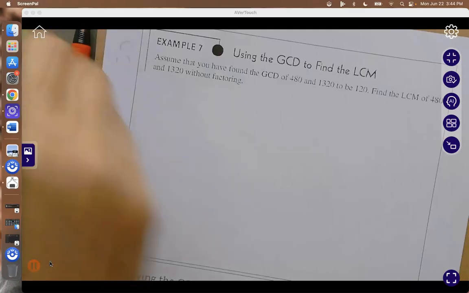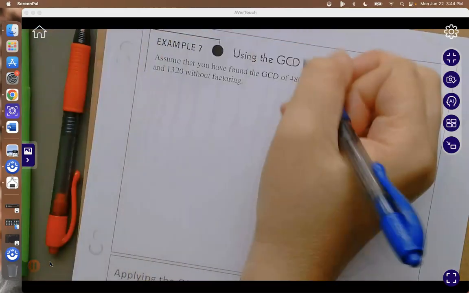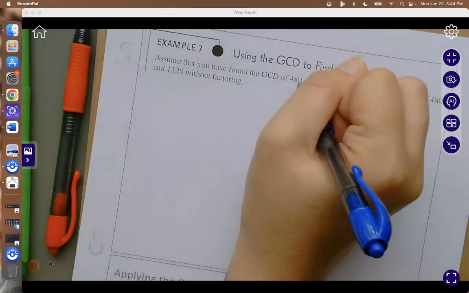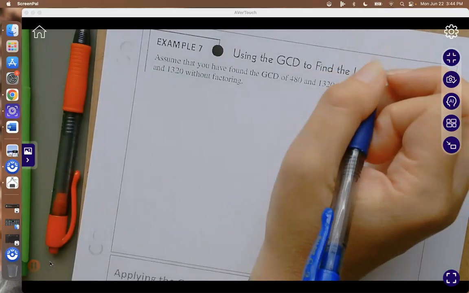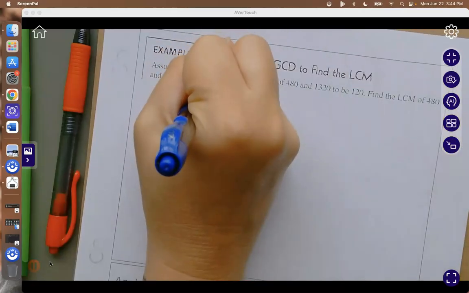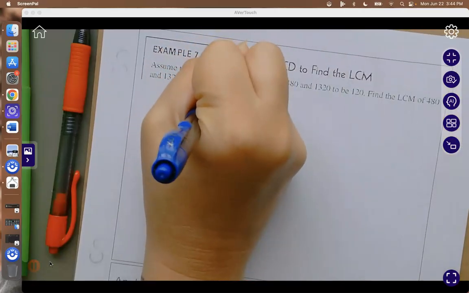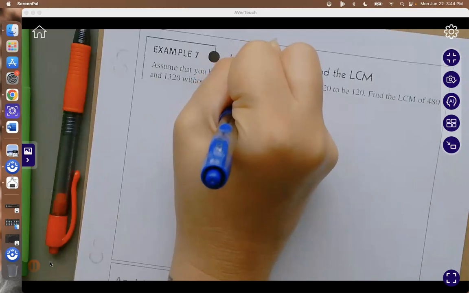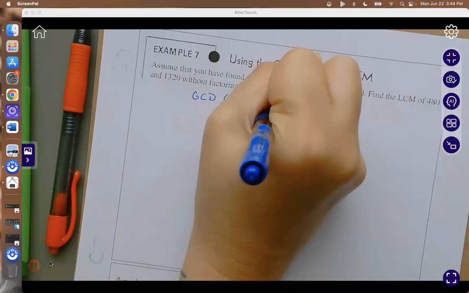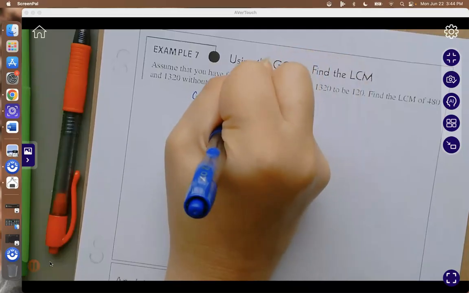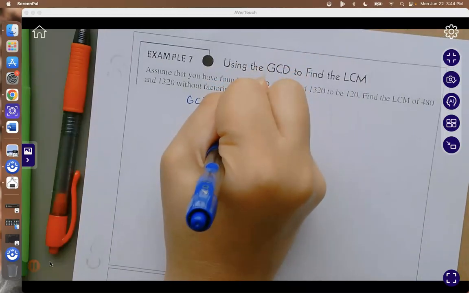So let's go and do this. Assume that you have found the GCD of 480 and 1320 to be 120. Okay, so the GCD of 480 and 1320 gives us 120.